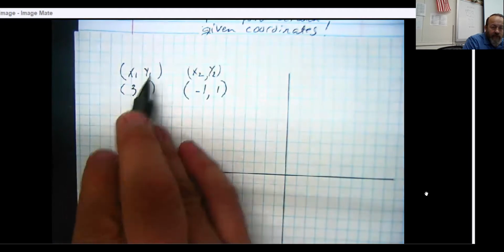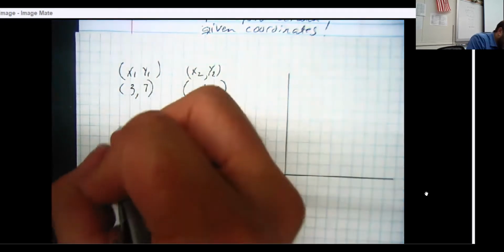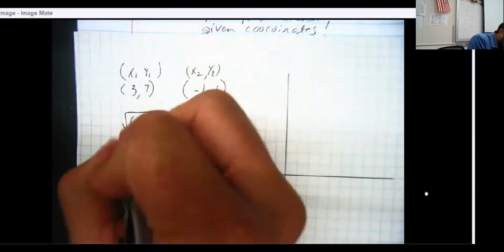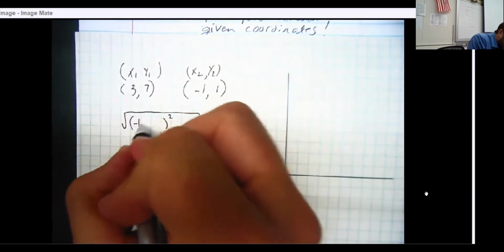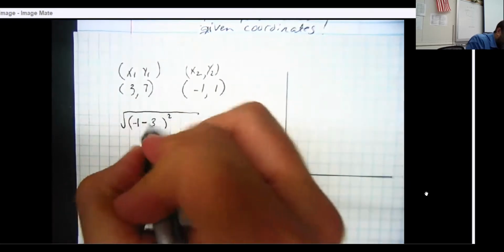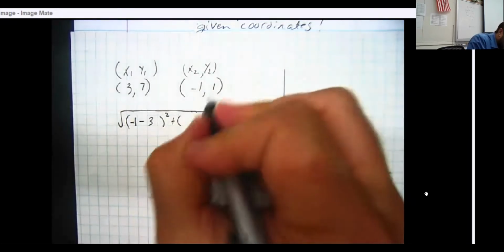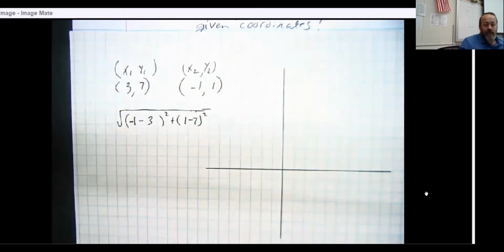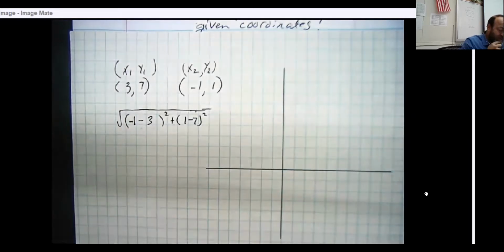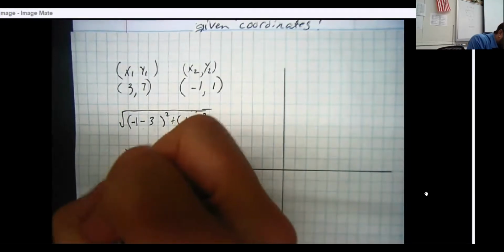So that's the first x, first y, second x, second y. So the formula says, let's take the difference of the second x, that was x2, take away x1. We have to be really careful with our negatives there. Plus the difference of y2 and y1. That's 1 minus 7. Now, obviously, there's a lot of places where decimals and negatives can get in the way, but here's what I see.